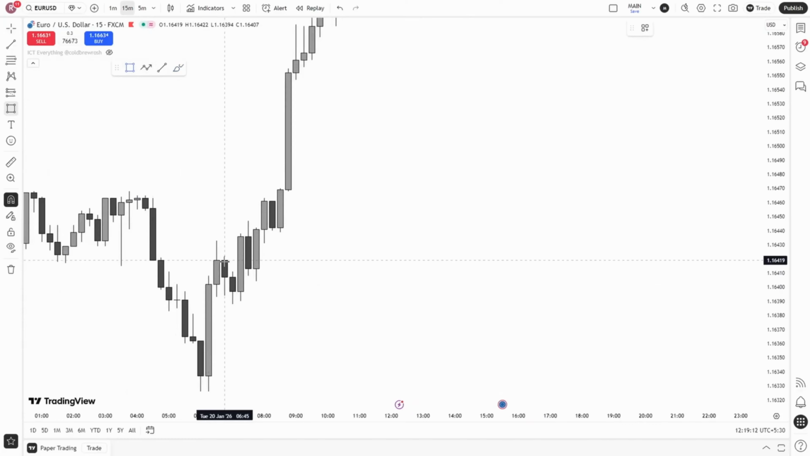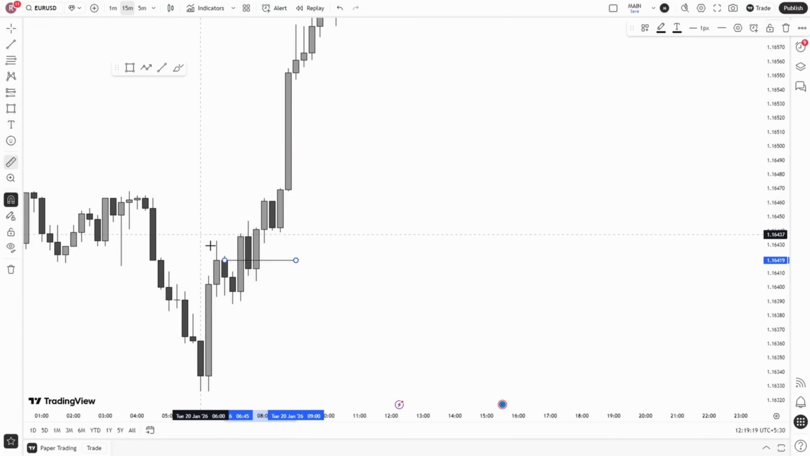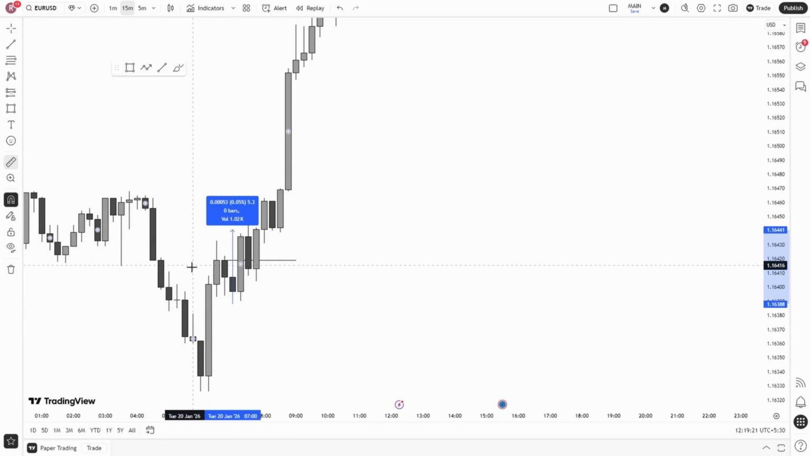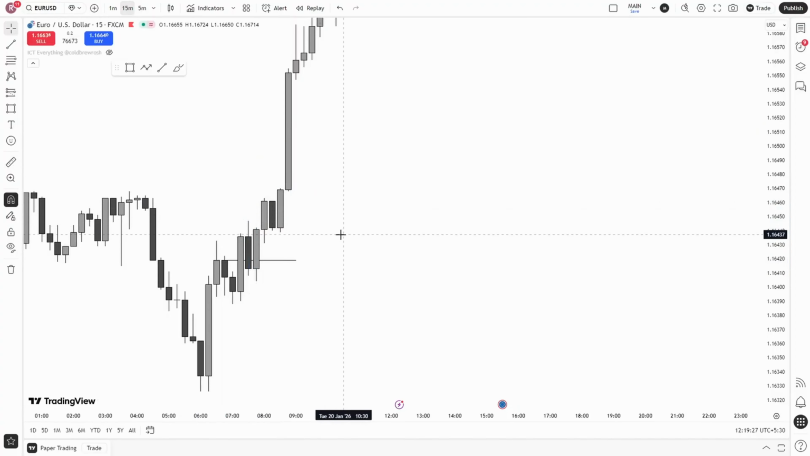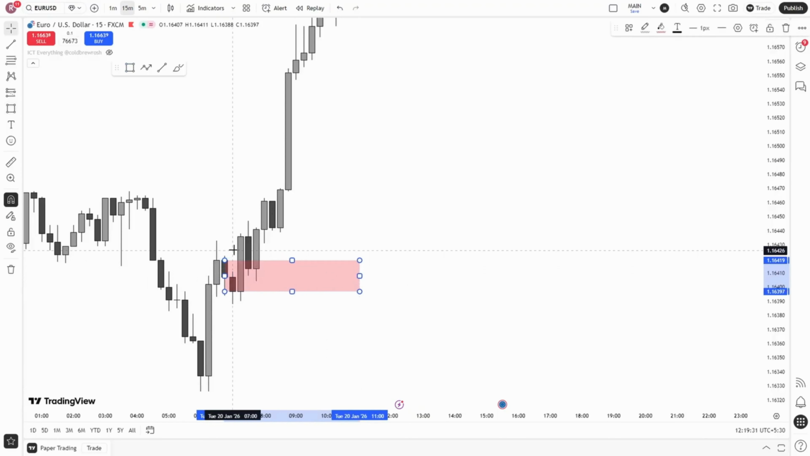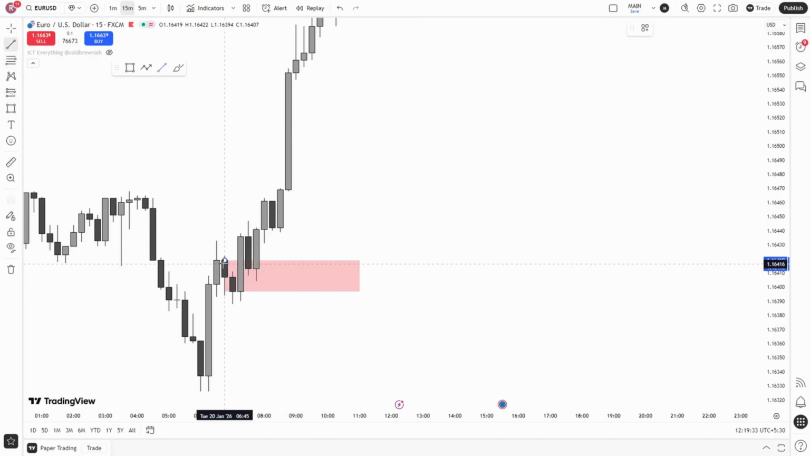When that bearish candle, or those consecutive bearish candles, get displaced to the upside by a strong bullish candle, that bearish area becomes an order block. For example, price is in a bullish trend. Then price forms two bearish candles. After that, a strong bullish candle displaces price higher. That bearish area is the order block.